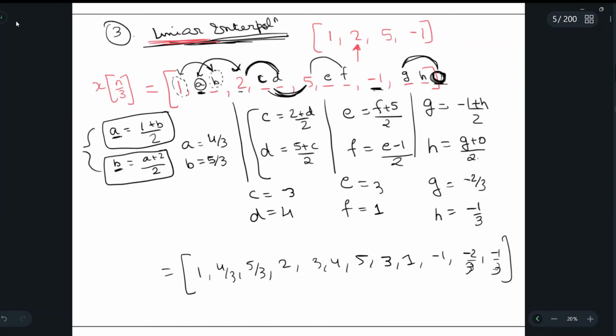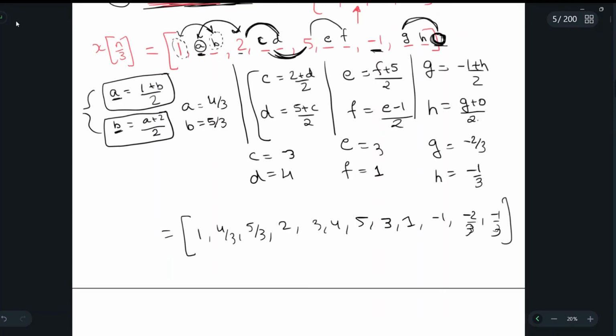That is, let me highlight it. These are the parts which were given to us in the question itself, these four signals, and what we have done is that we have found out these signal samples over here. So this is what we do in linear interpolation. We simply find the average of the values that we will be writing in the gap and find the final answer, that is x[n/3].